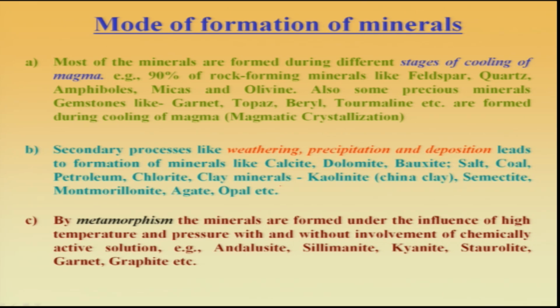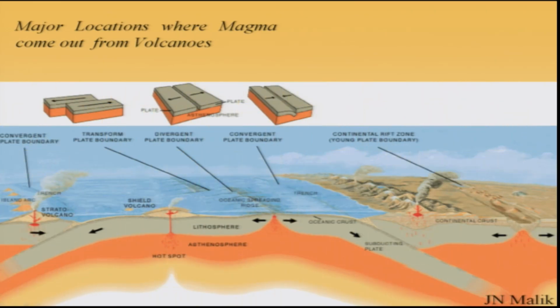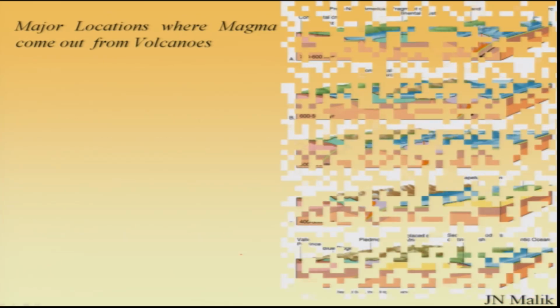Then finally, the third one is metamorphism of the minerals that are formed. Under the influence of high temperature and pressure, with or without involvement of chemically active solutions, we see the formation of different minerals or alteration of minerals from one to another. So, we see andalusite, sillimanite, kyanite, staurolite and all that. And the major locations, as we have already discussed, I will just move ahead.